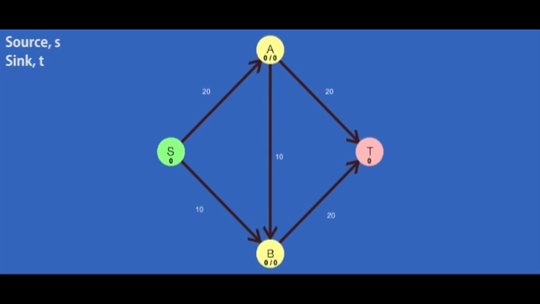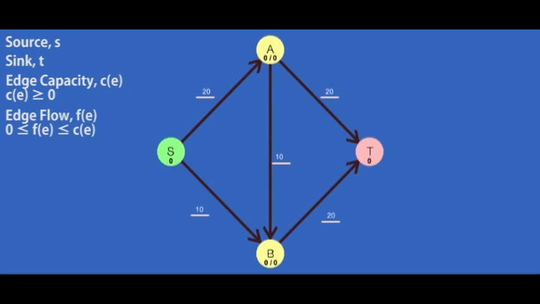The weight of each edge represents the capacity of the pipe, which is the maximum flow that can pass through it. The question is, what is the route from the source to the sink which maximizes the value of the total flow through the pipes? Let's go through this graph and find the maximum flow.